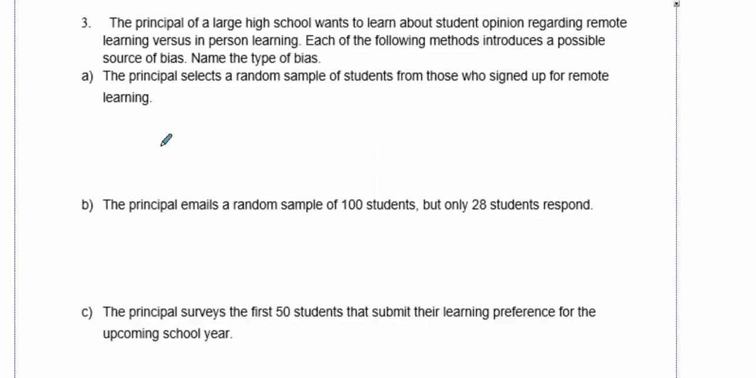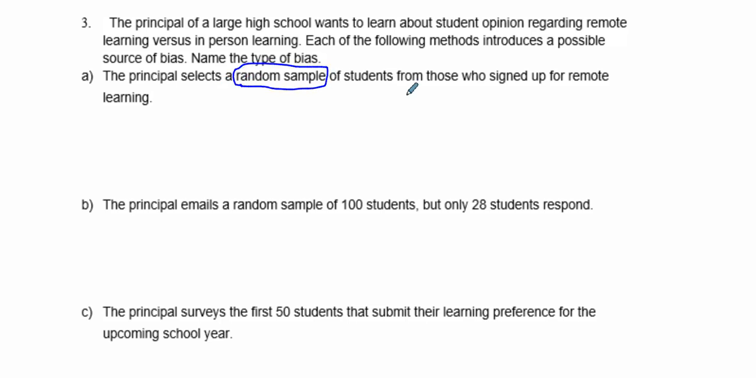Let's try some other ones. So let's say you're in high school, which you maybe are because that's why you're listening to this video. A principal of a large high school wants to learn about student opinion regarding remote learning versus in-person learning. Oh wow, this is like a COVID question. Each of the following methods introduces a possible source of bias. Name the types of bias you have. The principal selects random samples of students from those who signed up for remote learning. Oh my goodness, okay.